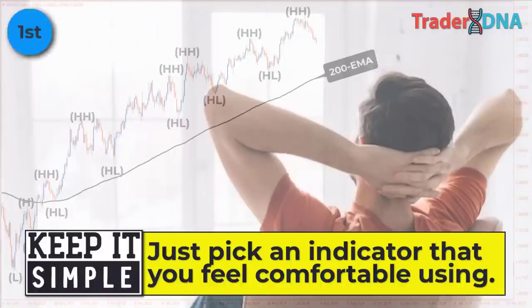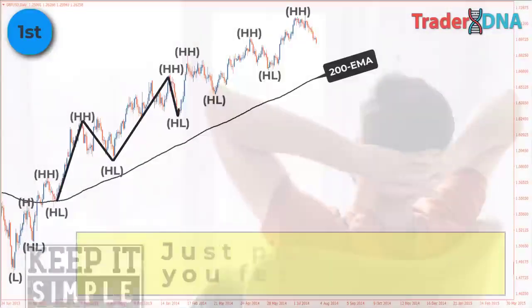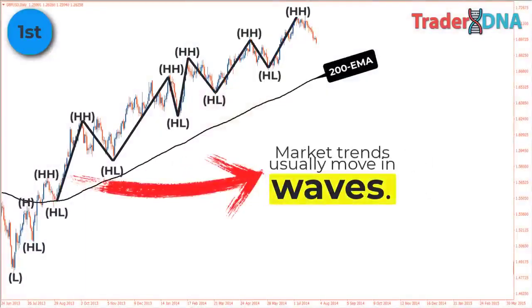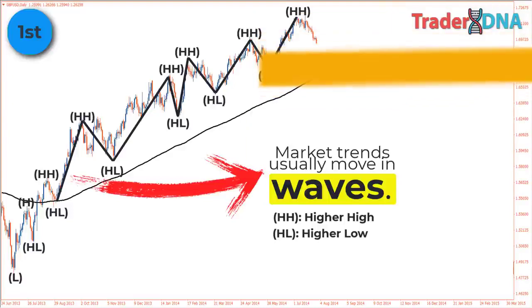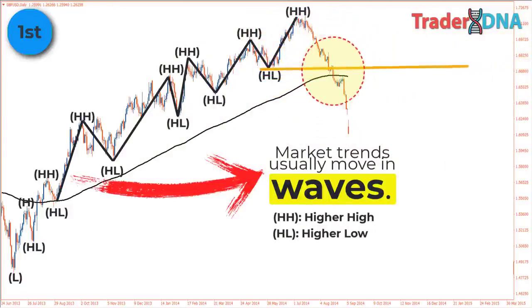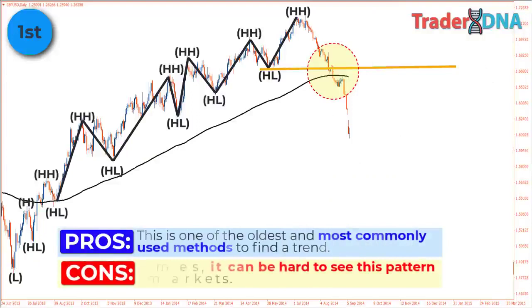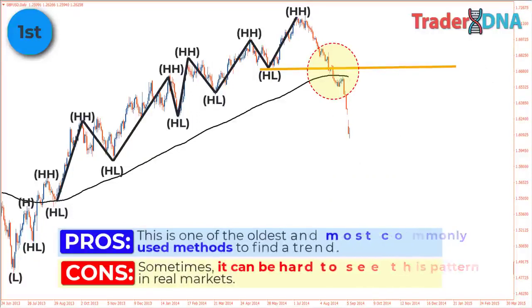First, pay attention to a change in the pattern of highs and lows. Market trends usually move in waves. These waves are often called higher highs and higher lows, or lower lows and lower highs in a down market. If you see a series of higher highs and higher lows in the market, well done, you've spotted a trend. When this pattern stops, the trend usually stops too. Pros. This is one of the oldest and most commonly used methods to find a trend. Cons. Sometimes, it can be hard to see this pattern in real markets. We'll talk more about how this pattern finishes in a bit.